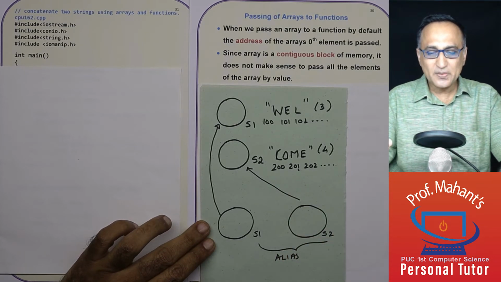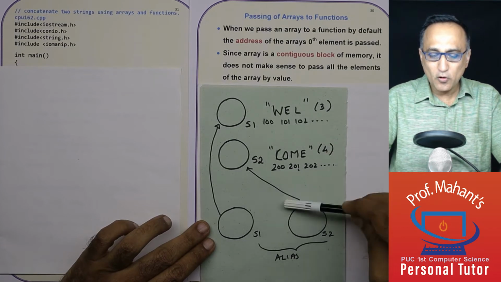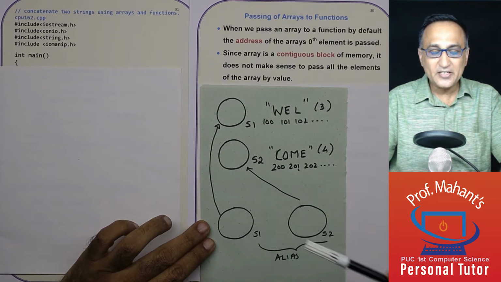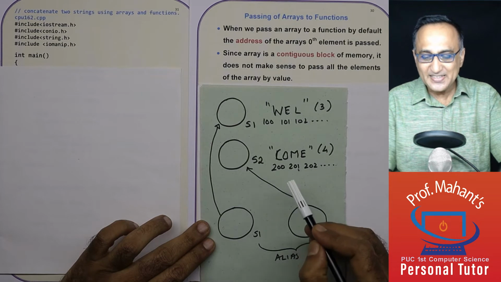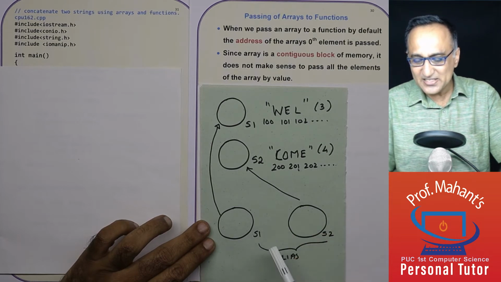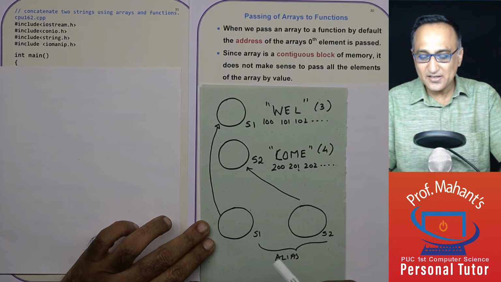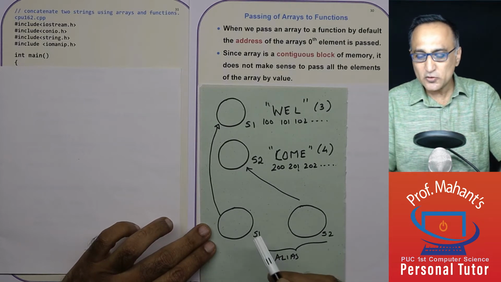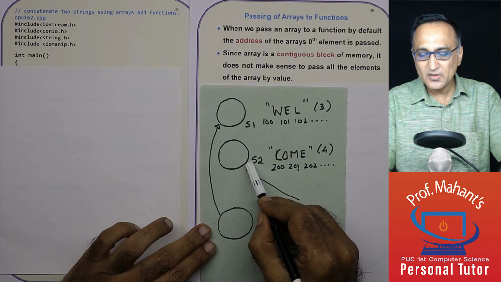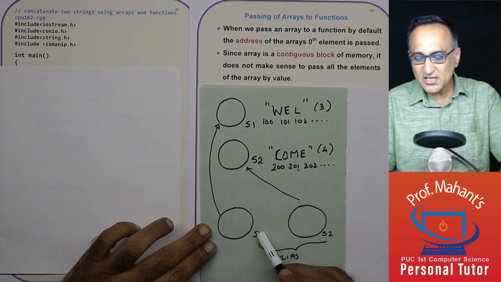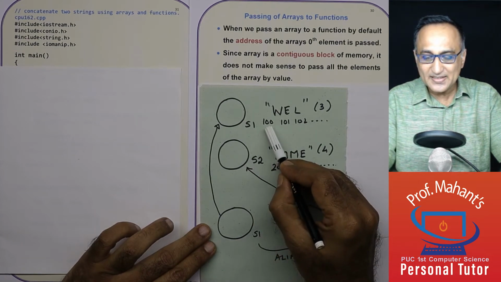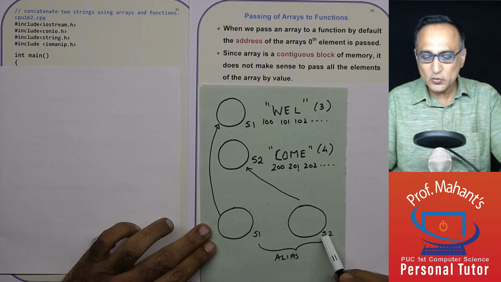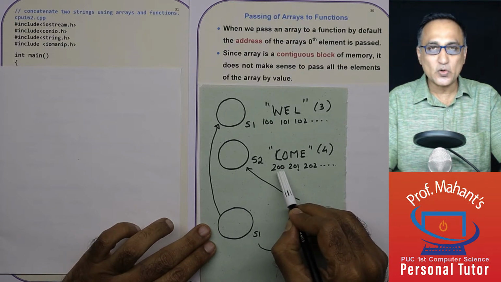So what C++ does is, instead of copying all of this data into the called function, it just sends the address. For example, let's say I have S1 and S2 in the called function, and S1 and S2 are in the main. So this S1 in the called function will contain the address 100. This S2 in the called function will contain the address 200.